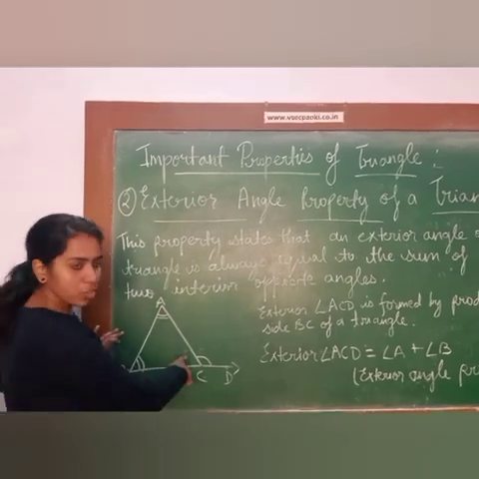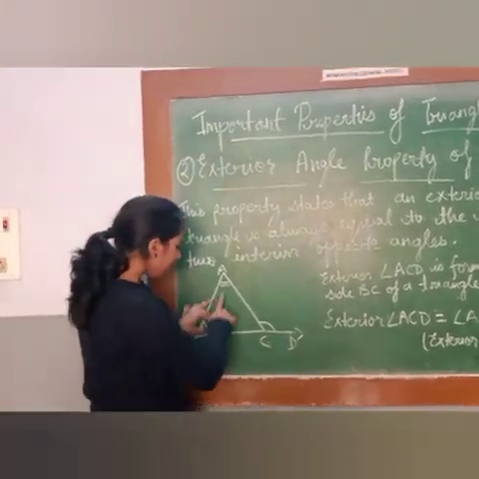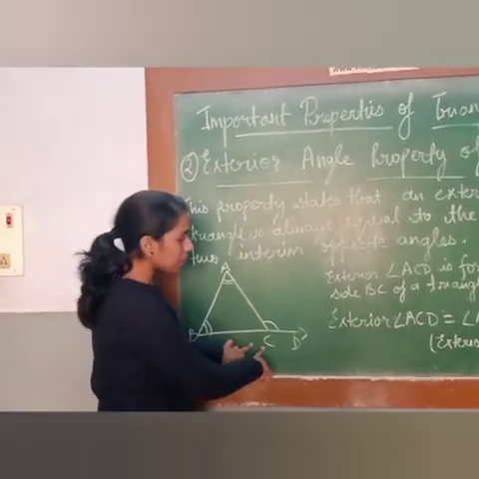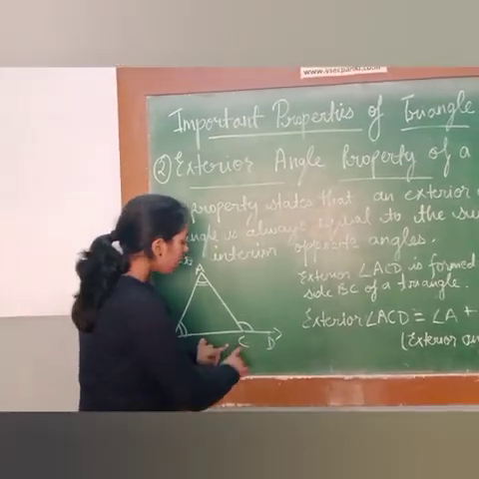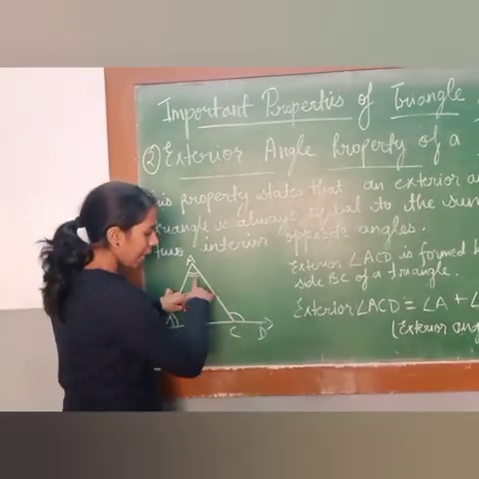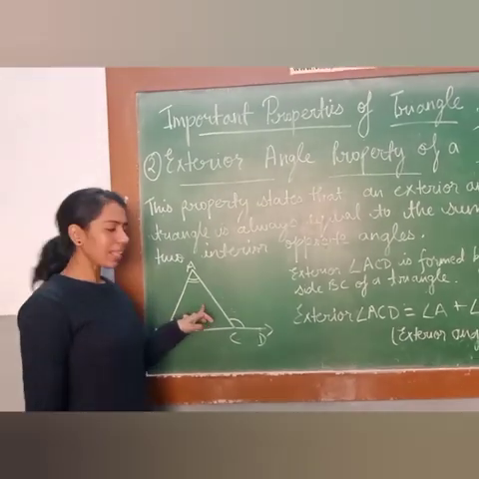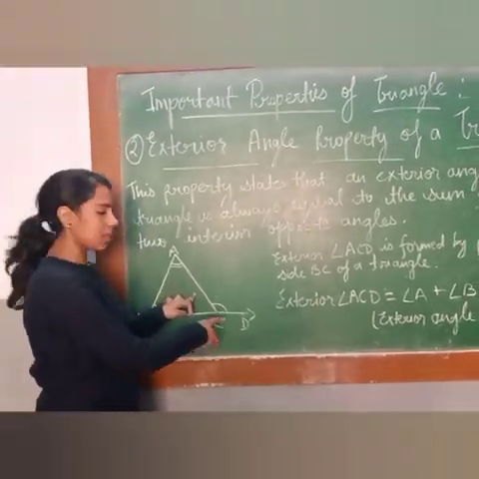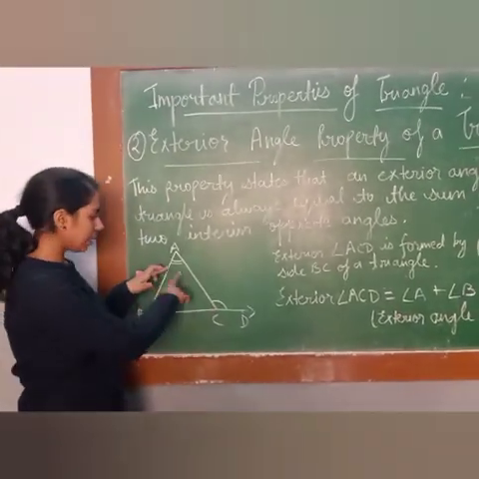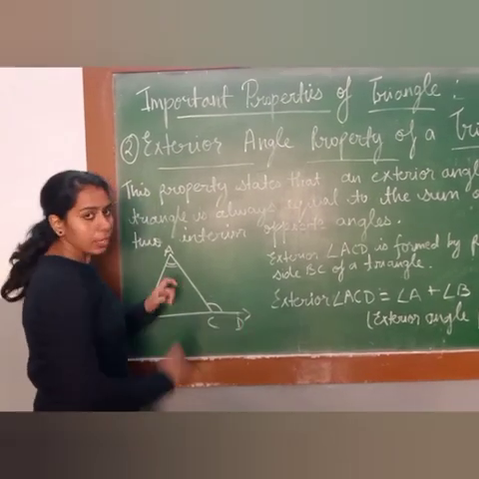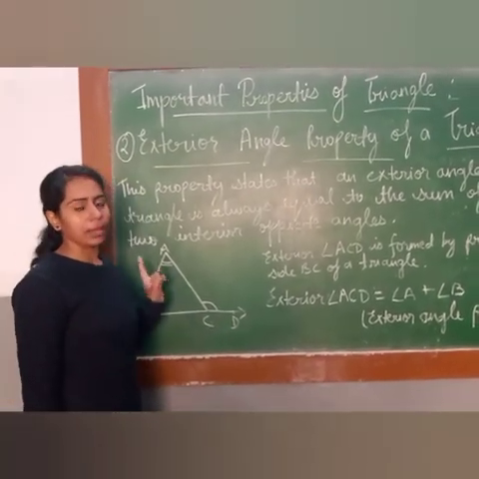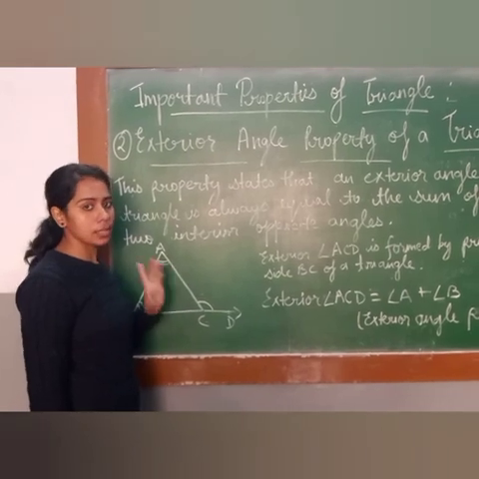Just look, this triangle ABC. When this line segment BC is extended further, we get this angle, that is angle ACD. So we can say that angle ACD is an exterior angle. Angle ACD. You all know how to name an angle. I have taught you this in the chapter Lines and Angles.